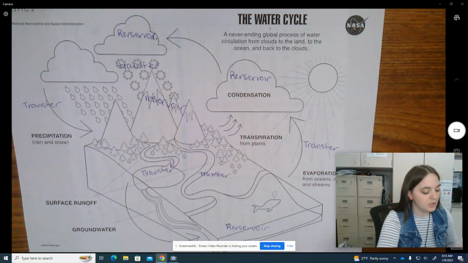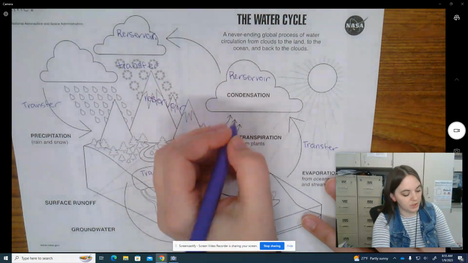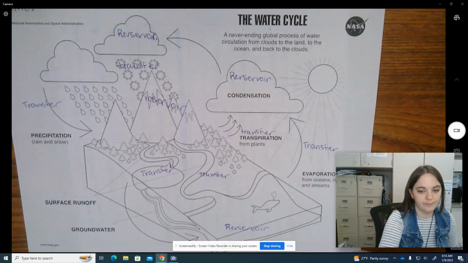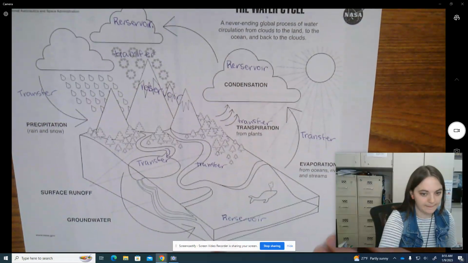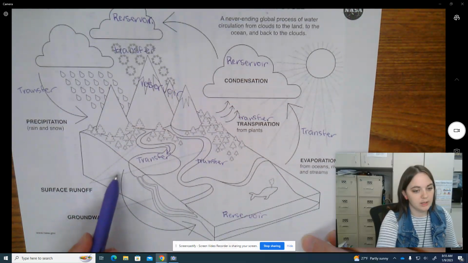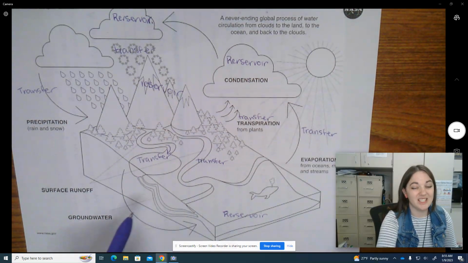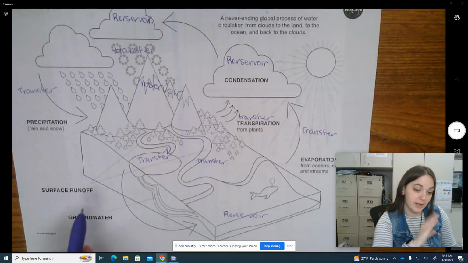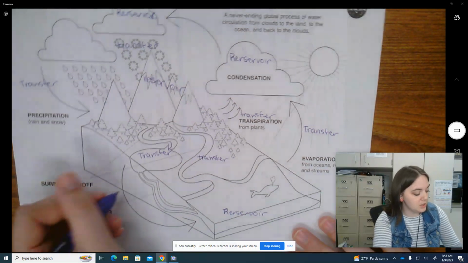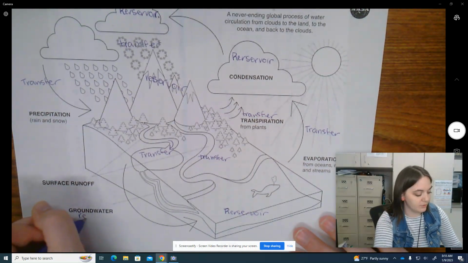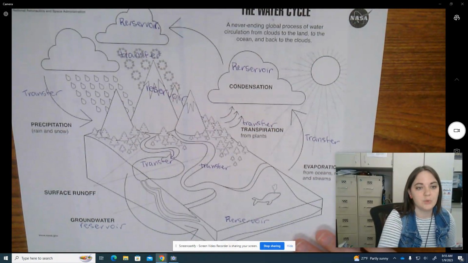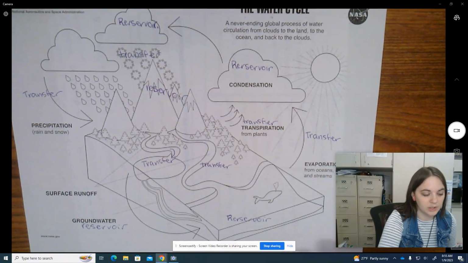Okay. Transpiration is also a transfer because it is a type of evaporation. And then groundwater over here. There is an arrow that shows that it moves down. It does a little bit, but most water in the ground actually does not move very fast. It moves very, very slow. So we're going to call groundwater a reservoir. Okay, so we have all our transfers and reservoirs labeled.